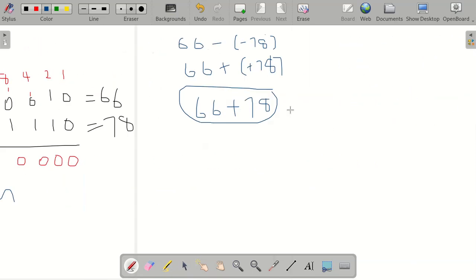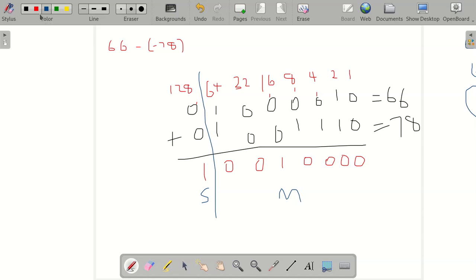Remember, it's the same as 66 plus 78. So just say 78 plus 66, the normal mathematics. Here we say 8 plus 6 is 14, 4 carry 1. 7 plus 6 is 13, plus 1, 14. So 144. Let's just confirm. Okay, it's 144. Now, the answer we are expecting is a positive because it's straightforward, 144.